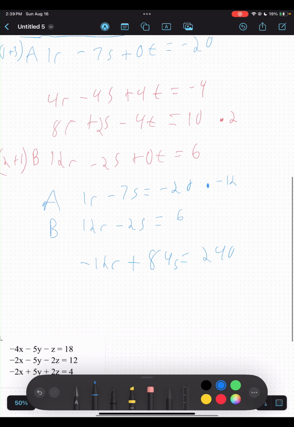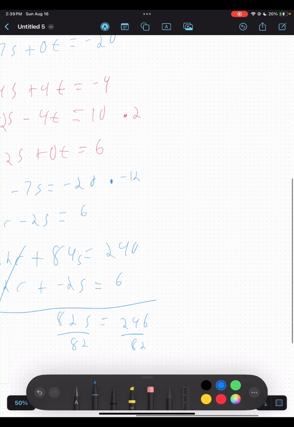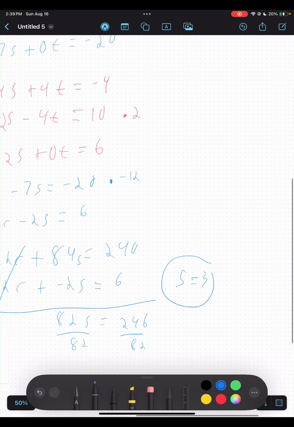with that being said, now we've got negative 12R plus 84S equals 240. I can then take this and add 12R plus negative 2S equals 6. When we do so, the R's cancel. We get 82S equals 246. Divide both sides of this by 82, and you get S equals 3.